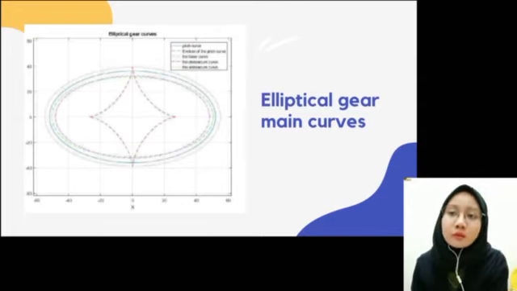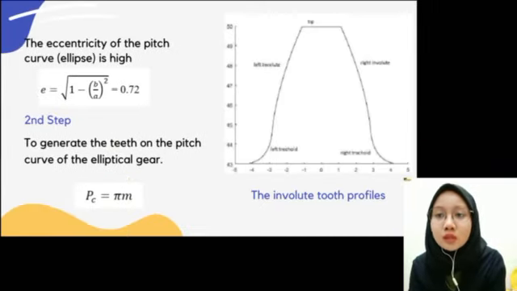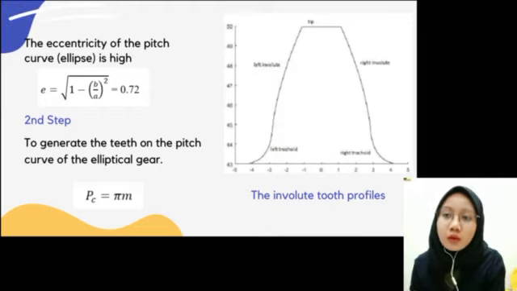So, the last part of the first step is the eccentricity of the pitch curve. For the ellipse, E equal to the square root of (1 minus (B divided by A) to the power of 2), which equals 0.72. When the eccentricity is low enough, there will be no intersecting between the base and root curve, knowing that this intersecting has no effect on the teeth profile generated.